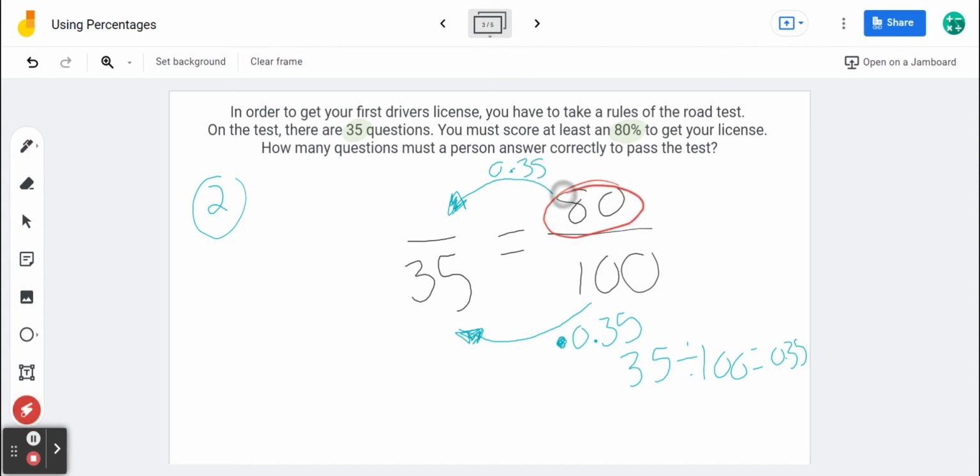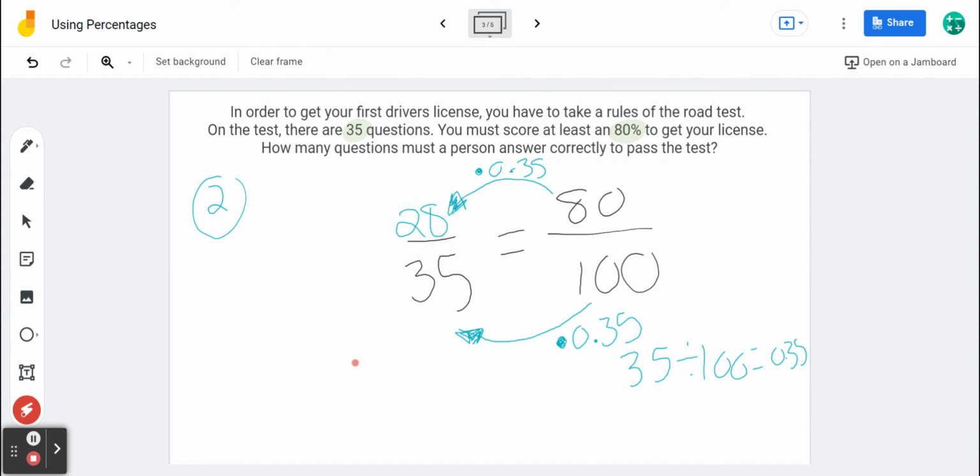So now we have to do 80 multiplied by 0.35. 80 times 0.35, and we get a 28. What does this mean? This means that if I got 28 questions right, that is exactly an 80%. So, how many questions must a person answer correctly? We need to answer 28 questions, at least 28.